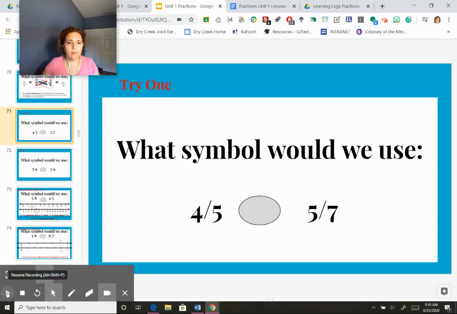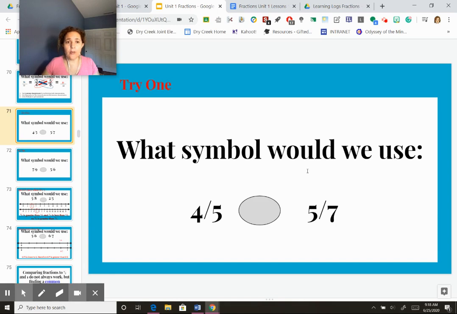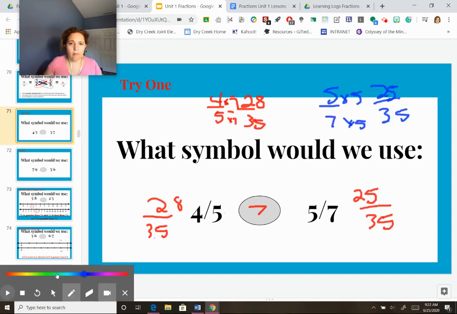All right, go ahead and try one. What symbol would we use? So again, use any method that you want and then come back to me.